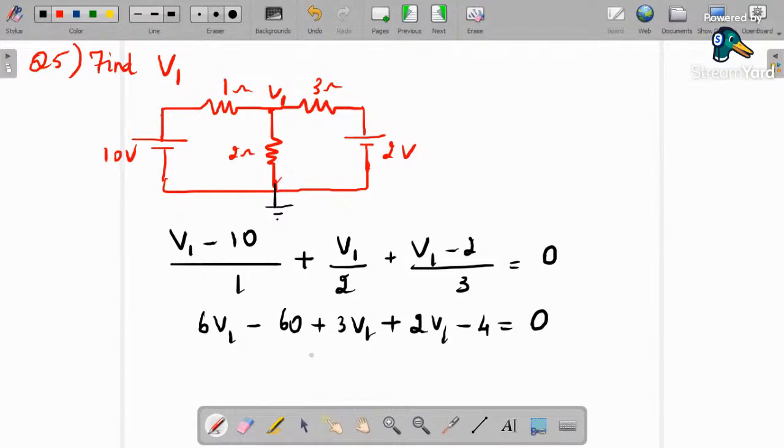Right, so what is the V1 we will be getting? So 6, 3, 9, 11. 11 V1 is equal to 64. So from this, what is V1? 64 by 11 volt. This should be your answer for question number 5. Okay, if you have converted, it's okay. 5.81 volt.